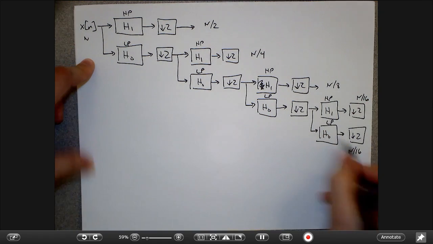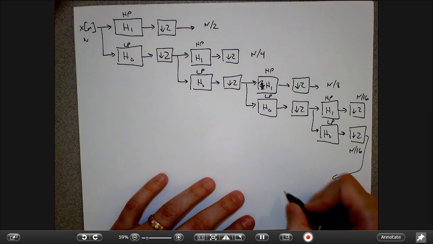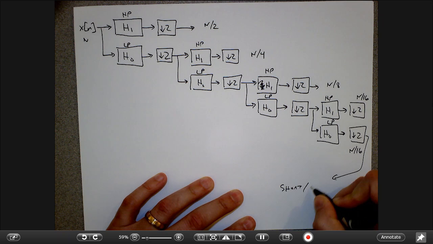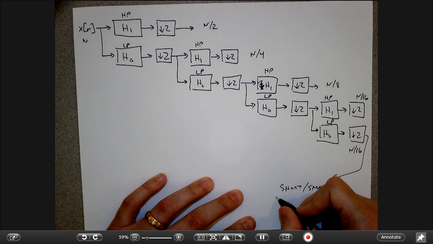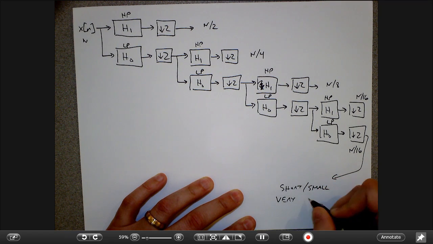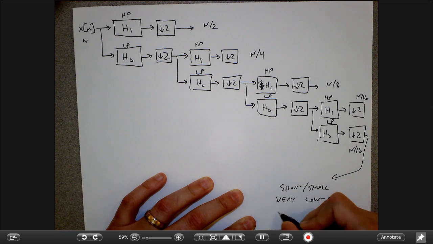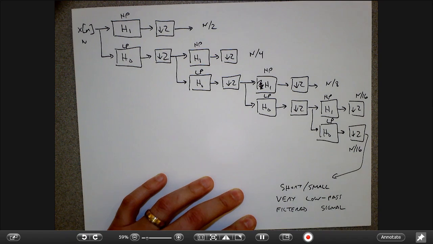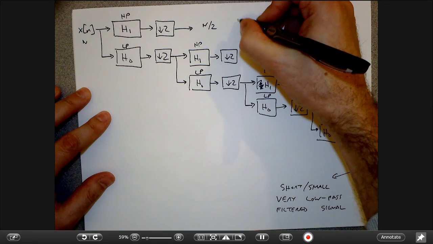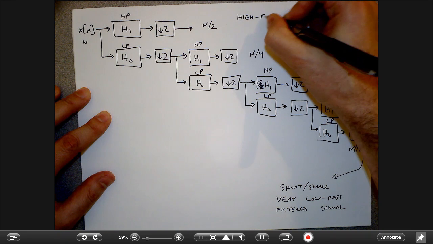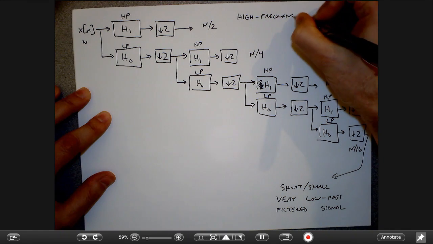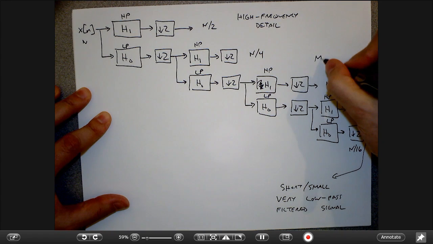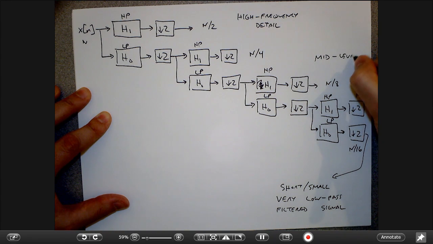so the thing that I get over here is basically a very short or small, very low-pass filtered signal. And then the stuff I get up here is high level or high frequency detail. And then the stuff over here that I get out of these guys is like mid-level details.